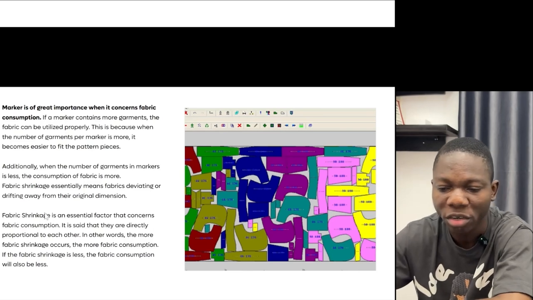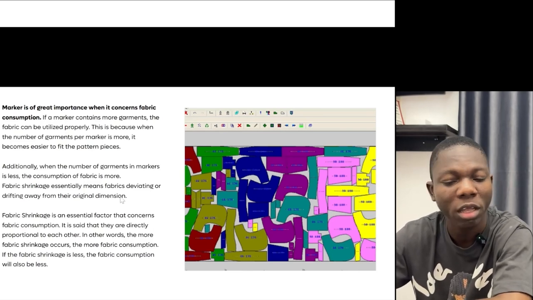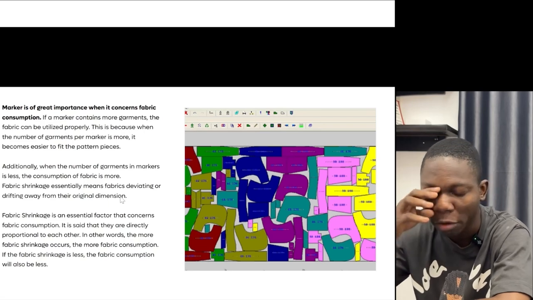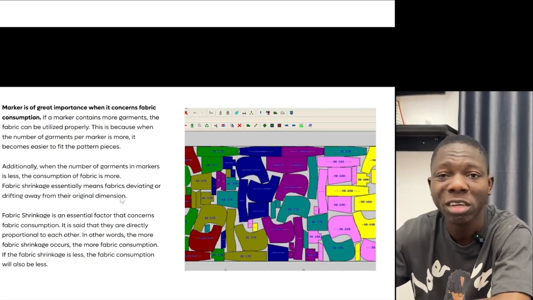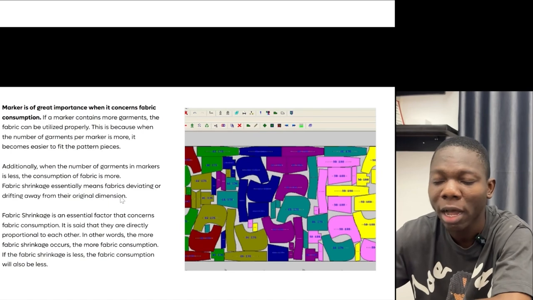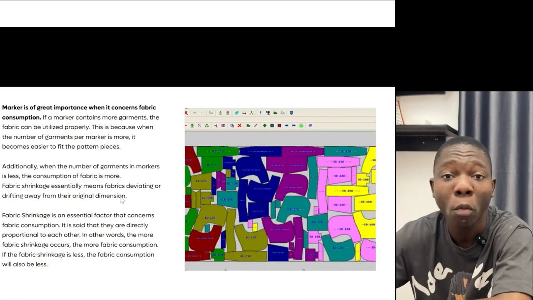Another factor is fabric shrinkage. Fabric shrinkage naturally occurs in fabric. So some materials have more shrinkage than others. Generally, when the material has more shrinkage, you need to buy more than when it has less shrinkage.